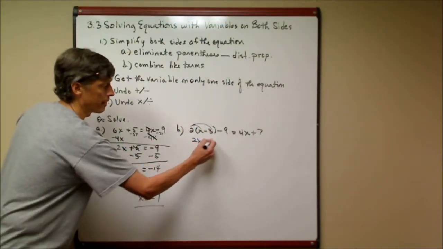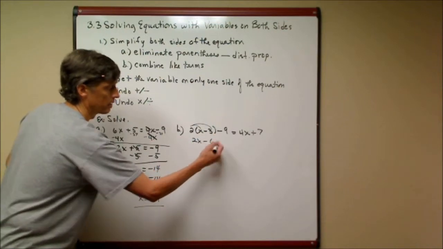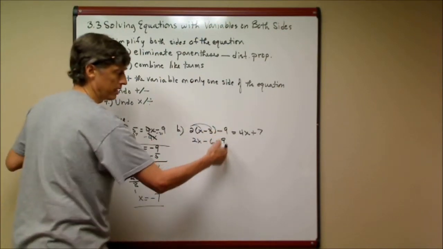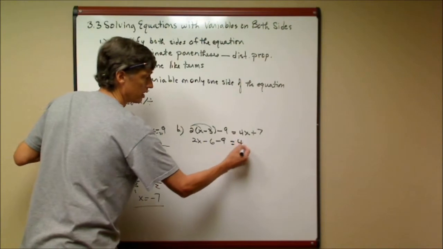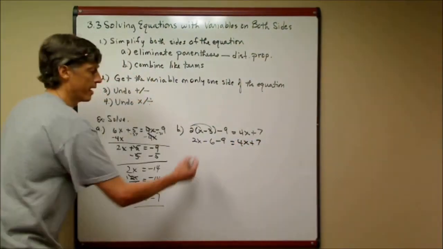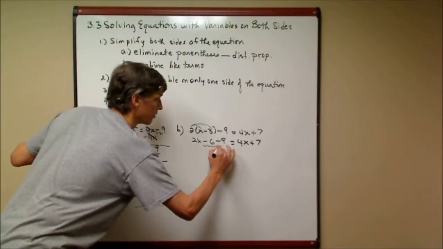That's 2x minus 6. 2 times 3 minus 6. And then I have minus 9. The 2 is not times the 9. It's not in the parentheses. So I have an extra step. I have to combine like terms. That's right here and right here.